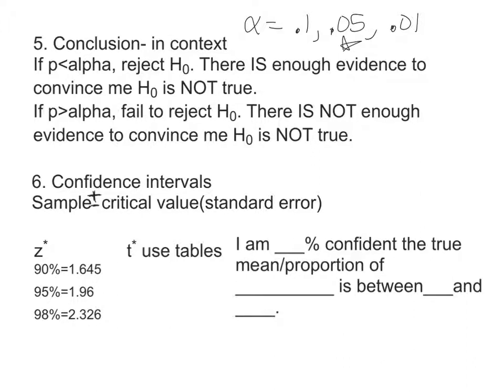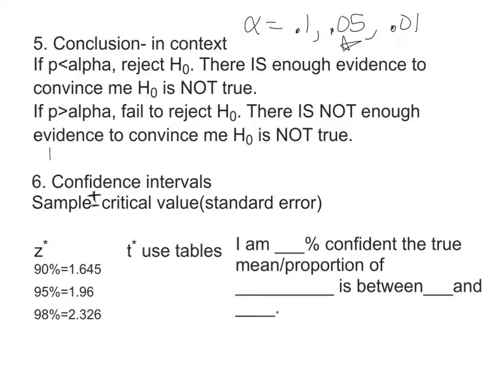So when we reject, there is enough evidence to convince you that the null hypothesis is not true. This is a statement that students are still getting messed up. We're rejecting the null hypothesis because you believe that it's not true anymore. The evidence was there to say that's not true. And if you fail to reject because your p-value is greater than alpha, there's not enough evidence to convince you that the null hypothesis is not true.